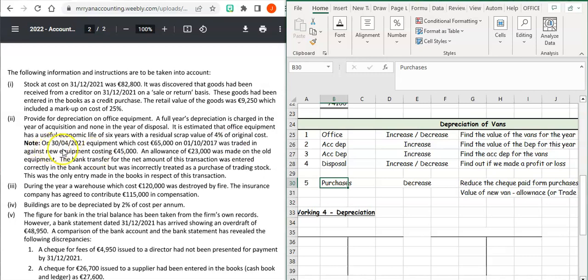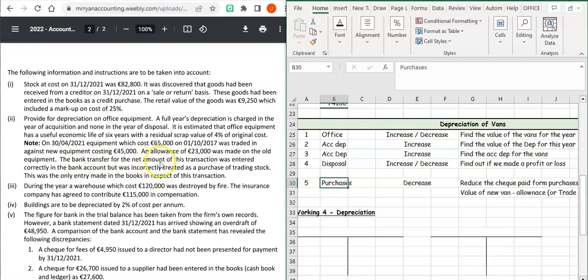So on the 30th of 4th, 2021, equipment which cost $65,000 on the 1st of the 10th, 2017 was traded in against new equipment costing $45,000. So the $65,000, we're going to reduce our equipment by $65,000, and then we're going to increase it by $45,000 to get your new figure for your office equipment that goes in your balance sheet. An allowance of $23,000 was made on the old equipment, so that's going to help us calculate whether you made a profit or loss on the sale of this equipment.